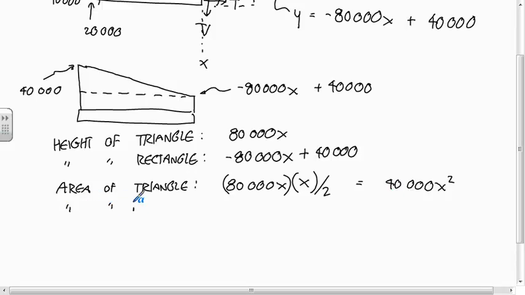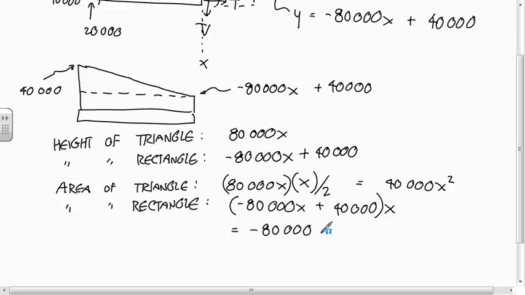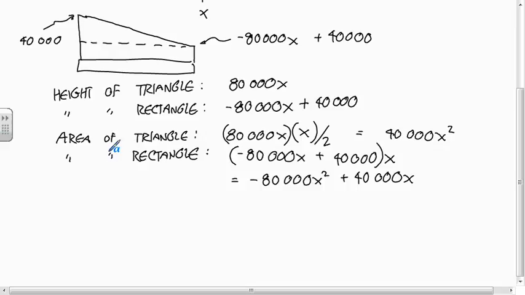And then for the area of the rectangle, that's going to be negative 80,000 x plus 40,000 times x. And so that's equal to minus 80,000 x squared plus 40,000 x. And then, so these give us the magnitude of those point forces.